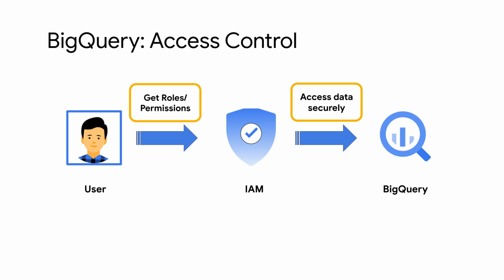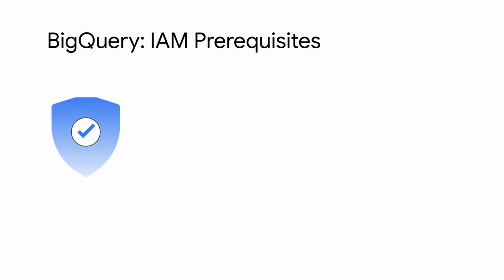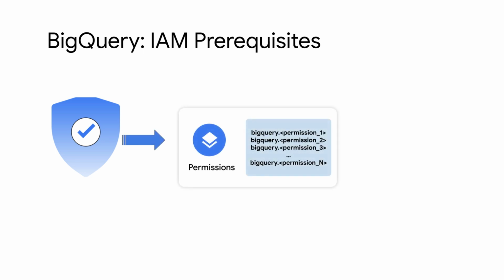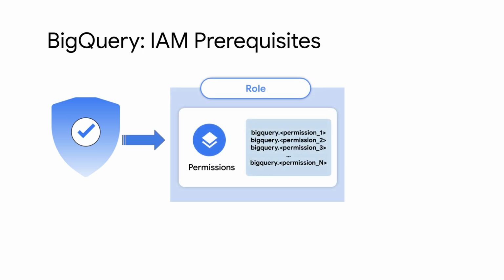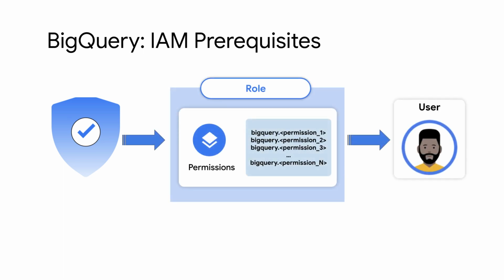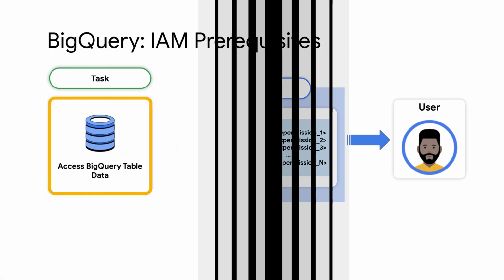You'll also learn how to troubleshoot and resolve some common permission errors in BigQuery. Using IAM, you can grant individual permissions or bundles of permissions called roles to a user. Let's take a look at some common BigQuery tasks and which permissions they require.